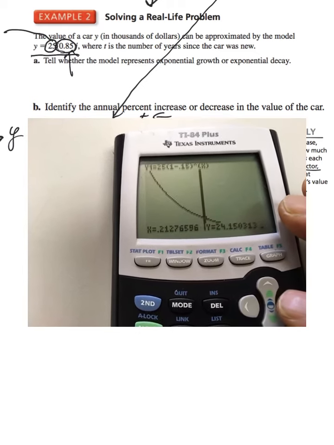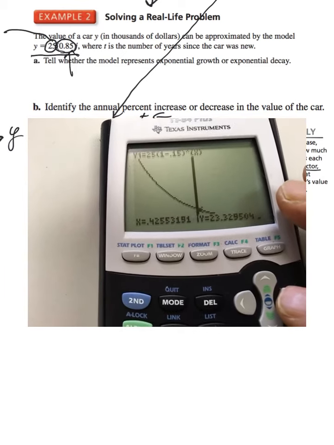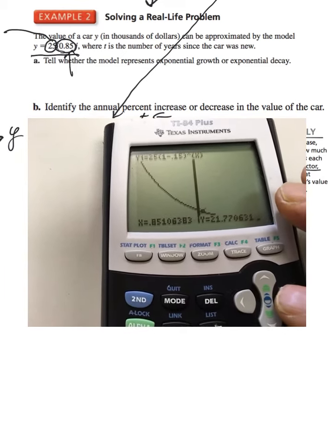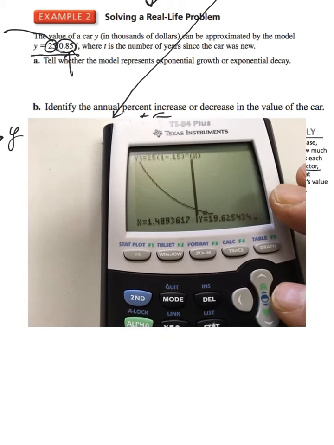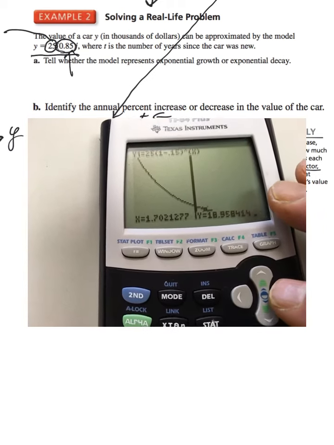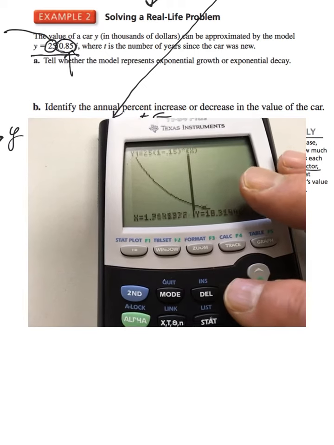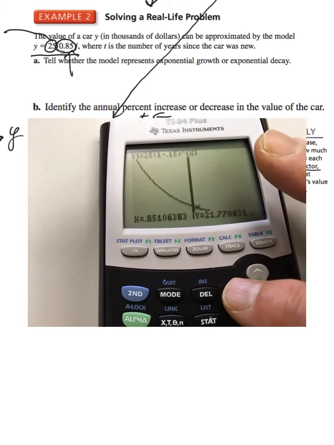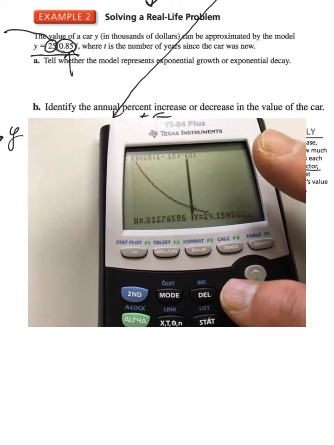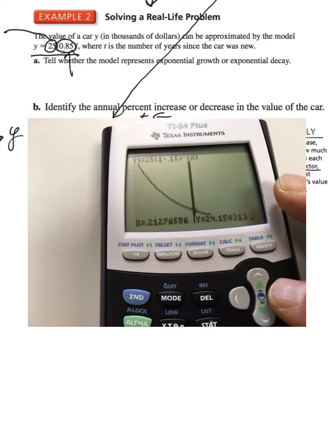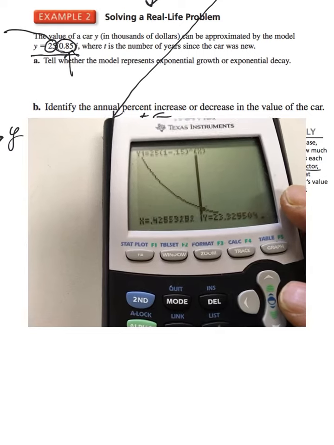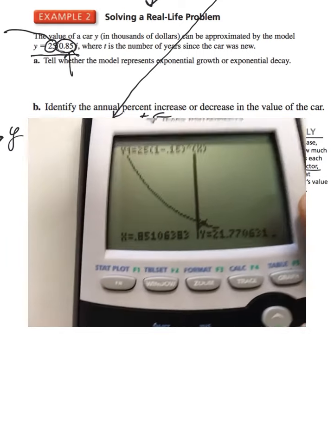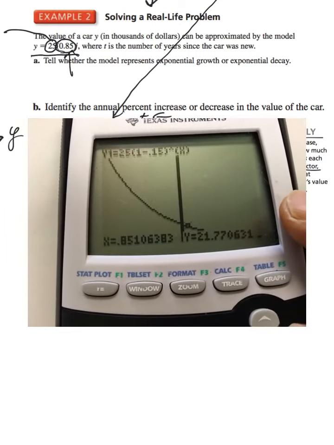And so I'm going to push the left arrow. And as I push the left arrow, you're going to notice that the x value is becoming smaller and smaller. Oh, wait a minute here. I think I may have to move up a little bit. Okay, so, all right, x is the number of years. I'm sorry, y is the value of the car.